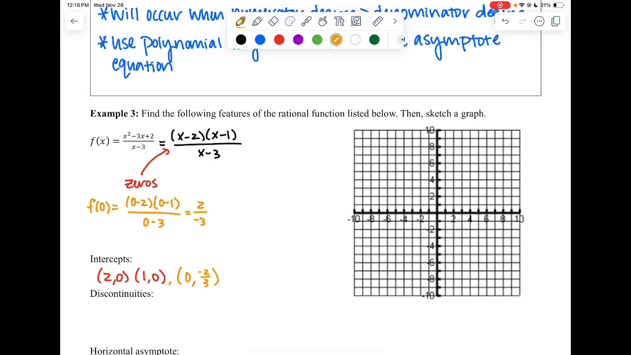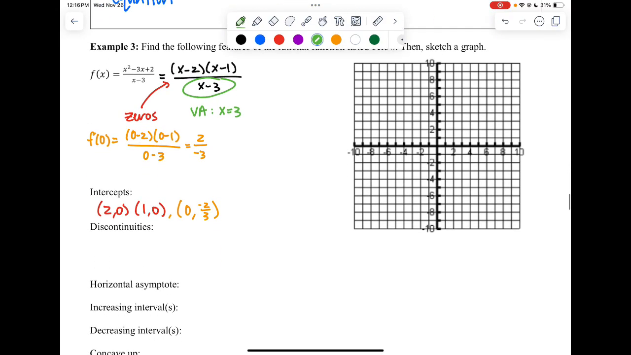All right. Next thing that we're going to do, let's look for those discontinuities. Again, we decided that there was no hole, there's no removable discontinuity. We do have a vertical asymptote though. Our vertical asymptote is going to be at x equals 3. And so remember, when we're talking about a discontinuity, I'm not calling it a vertical asymptote, I'm calling it an infinite discontinuity. And that occurs at x equals 3.